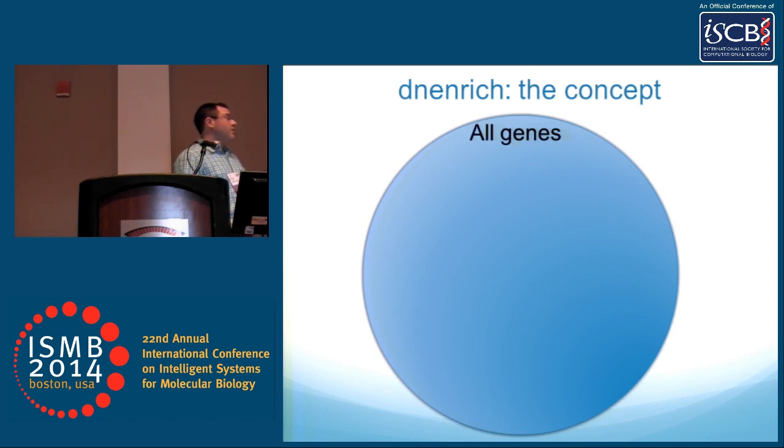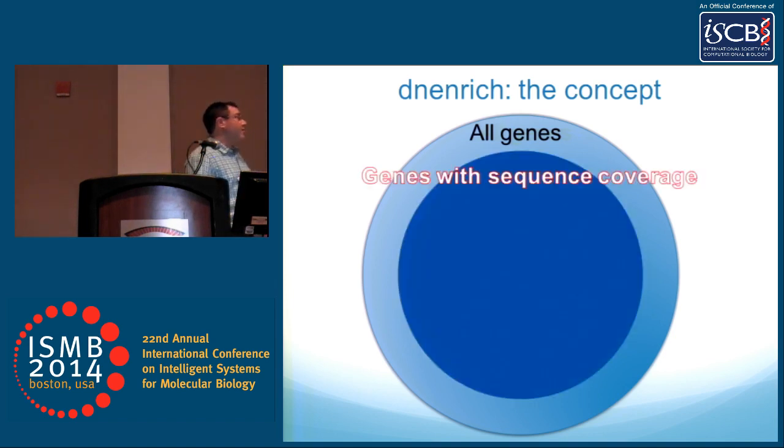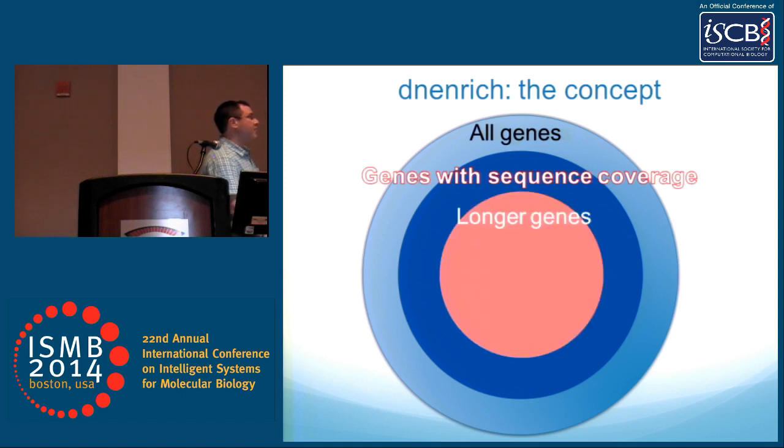So to do this, we built this tool called DNenrich, or de novo enrichment. If you think of the genome, you have all genes here, and then you have some genes having sequence coverage, right? We don't capture perfectly all genes, so we focus on the genes that have sequence coverage. But then we also know that longer genes are going to be more important in terms of de novo mutations, just because there are more bases to be hit by de novo mutations. And we need to take that into account.